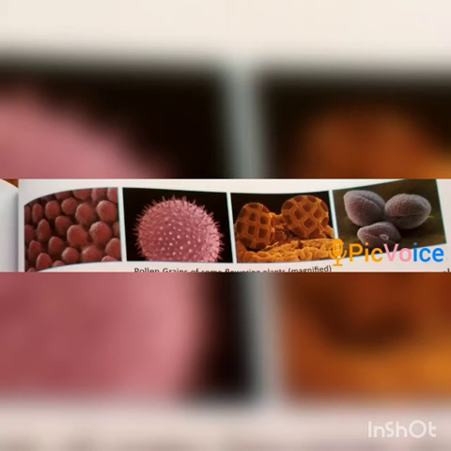Pollen grains are very light and microscopic in size. They contain the male reproductive cell. Each pollen grain has a distinctive outer wall that is tough and resistant to decay. The pattern on this outer wall is distinctive of a species of plant.